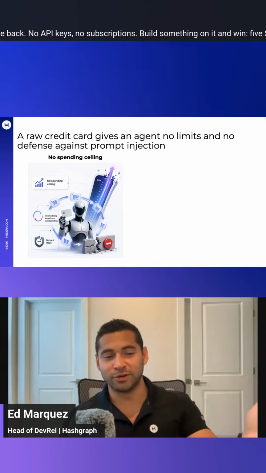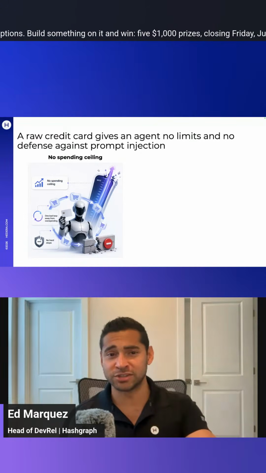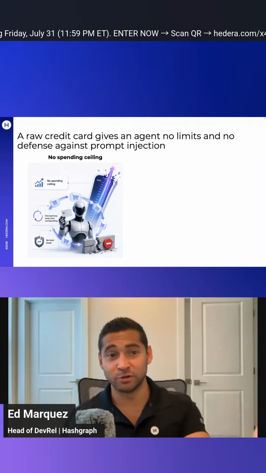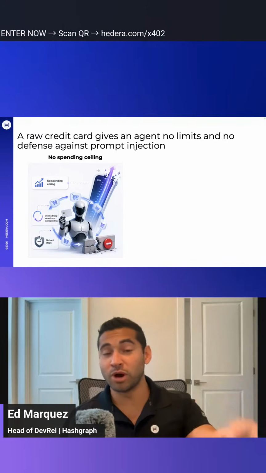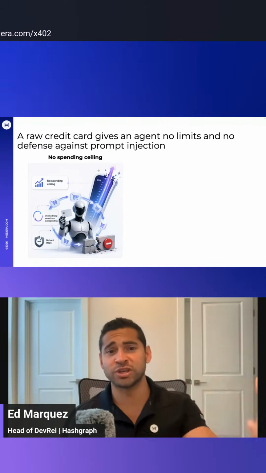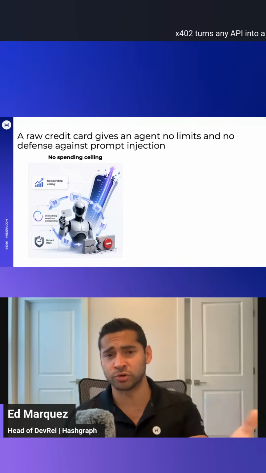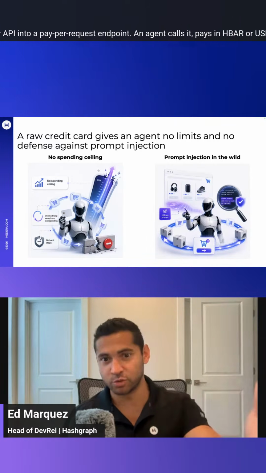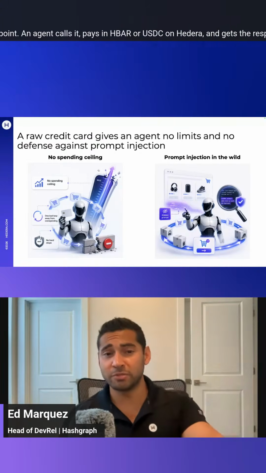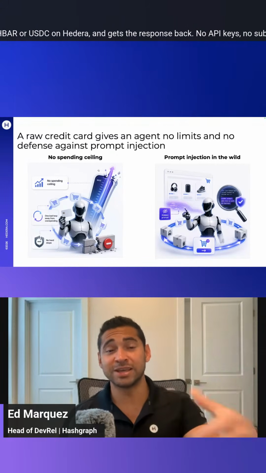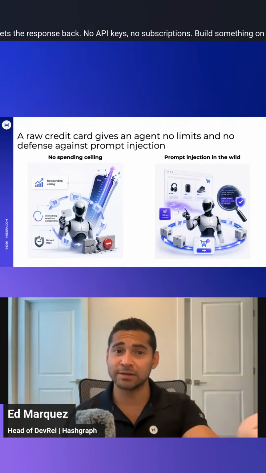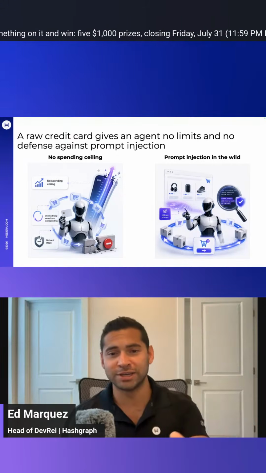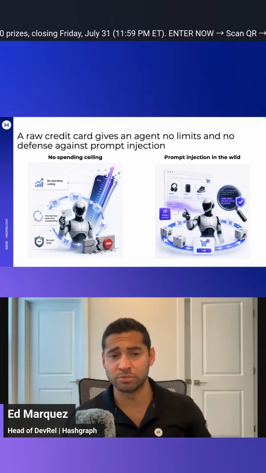If you drop the credit card number in the agent's context and let it check out, you have 2 problems. The first one is you have no spending ceiling, right? You're just one bad loop away from overspending, and in most cases there are no hard policies or anything structural to stop it. The second problem is prompt injection, and I think we all have seen this in the wild. A malicious web page that the agent visits can hide instructions that quietly add items to the cart or maximize spending on that site, and the cart would have no idea that those instructions are coming from a malicious website.